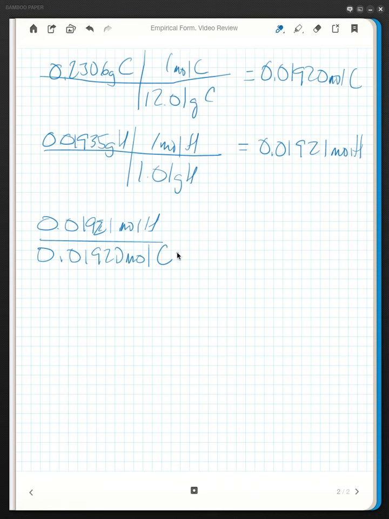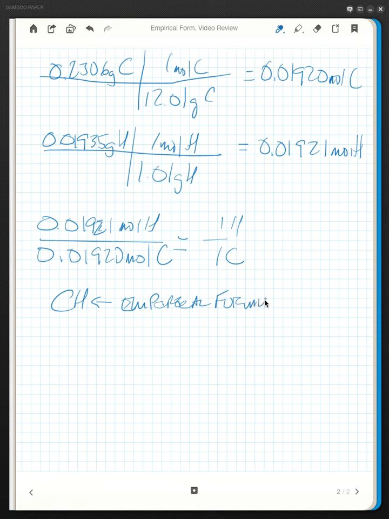Sometimes they'll give you like 2.5 or 2.3, in which case, if it's 2.5, you're going to need to multiply that times 2 to get a whole number. Or if it's 2.3, you're going to multiply it times 3 to get a whole number. Just be able to recognize that. But really, this ends up being a 1-to-1 ratio, 1 hydrogen to 1 carbon. So you end up with a CH as the formula. This is the empirical formula.